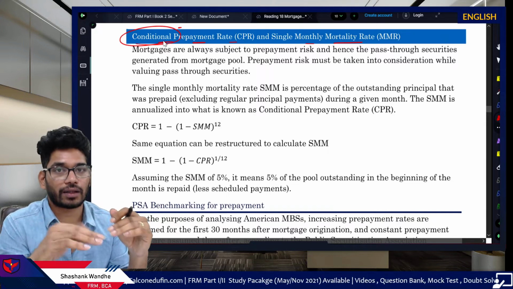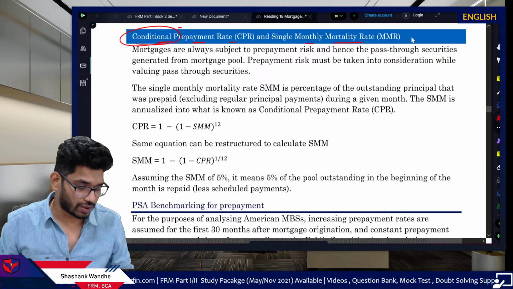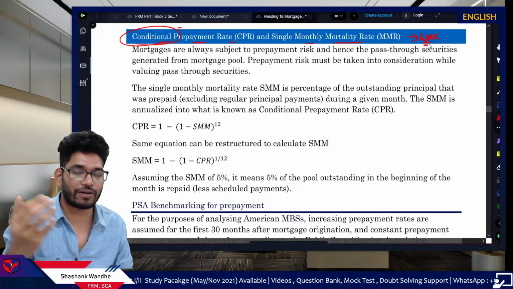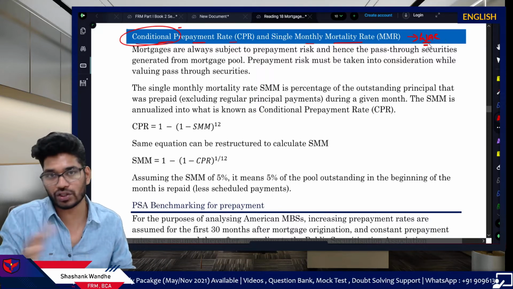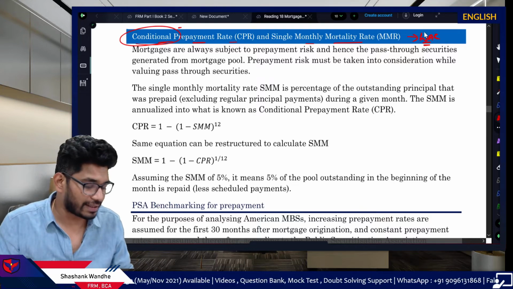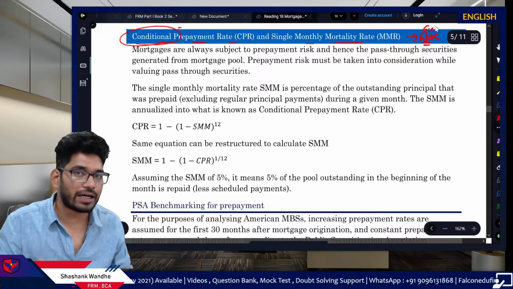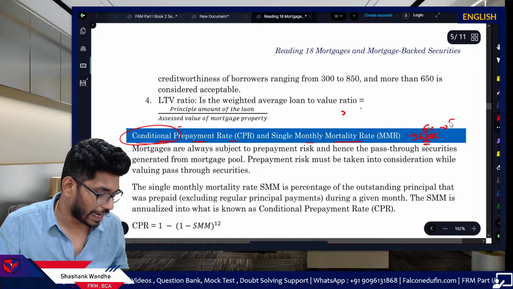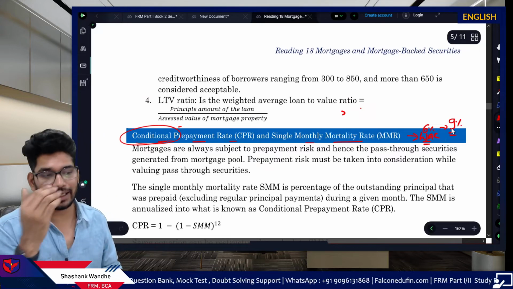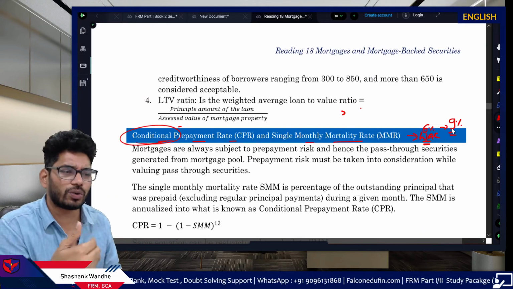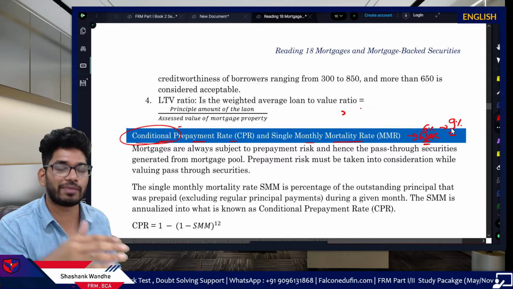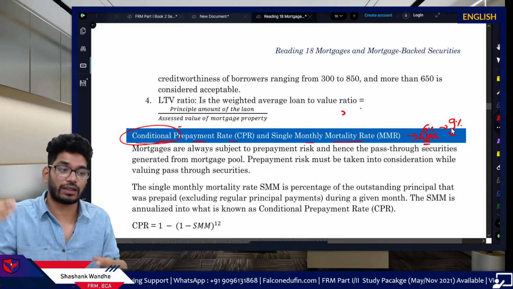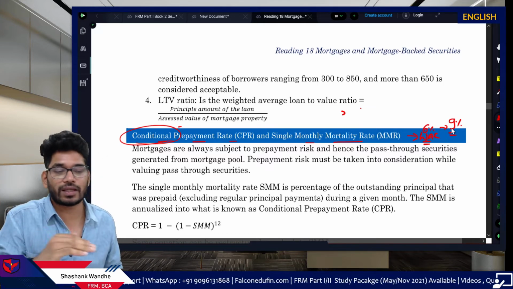Say the average pool, just consider the average WAC, weighted average coupon, that is the average interest rate being charged by the bank based on whatever is in the pool. If that is say 6% and the current market interest rate is say 9%, what do you think? Do you think prepayment will be higher or lower? Obviously the prepayments will be lower, because borrowers know that if they prepay and then have to take a loan, they have to borrow at a higher rate. So they will avoid it.